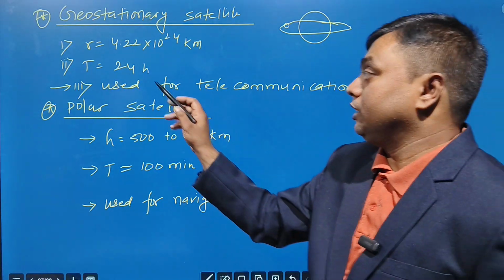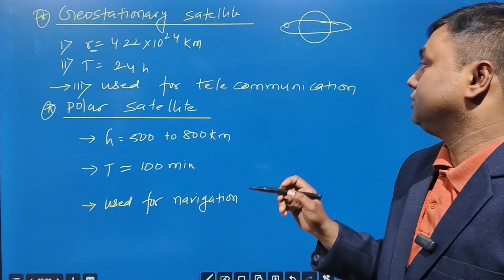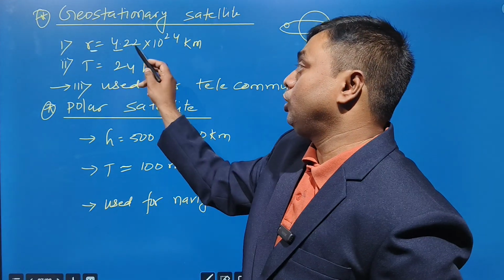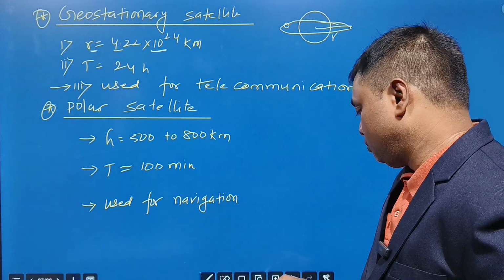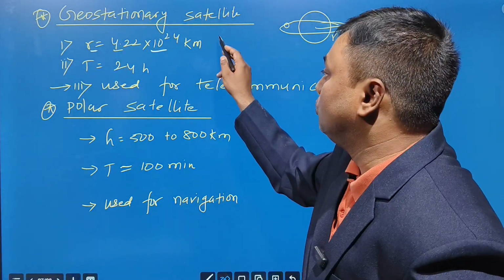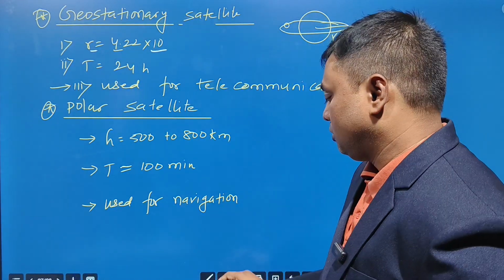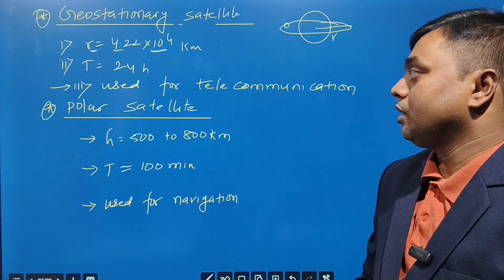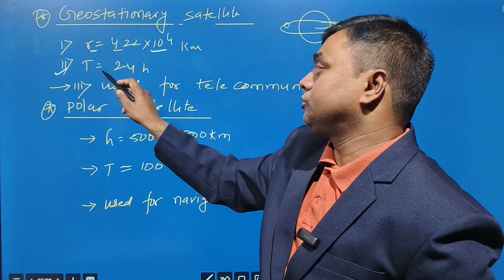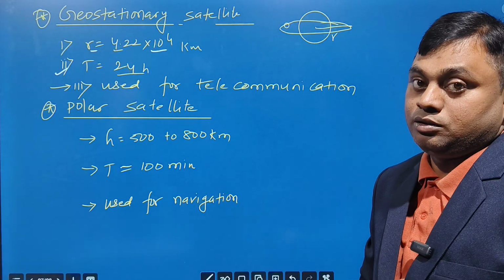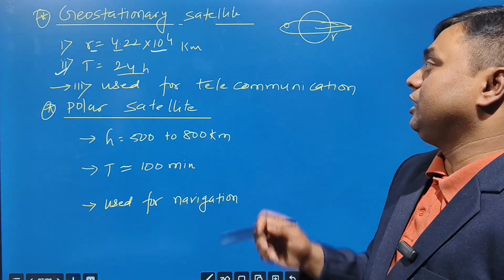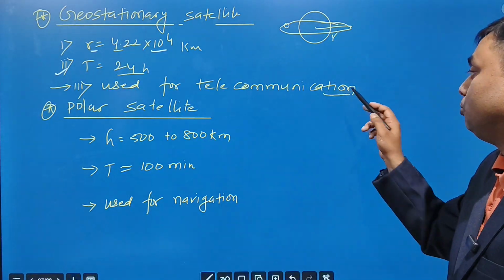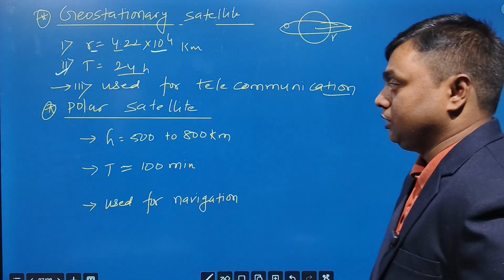So how much distance should be there? Approximately 4.22 into 10 power 4 kilometer. And what is the time period of a geostationary satellite? 24 hours. It means to complete one cycle it will take 24 hours. Geostationary satellites are used for communication purposes, telecommunication.